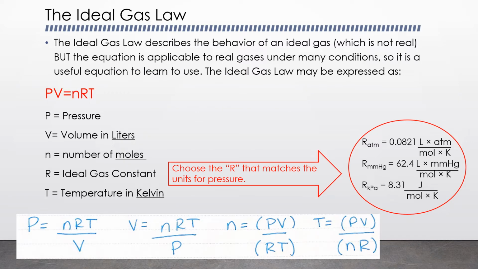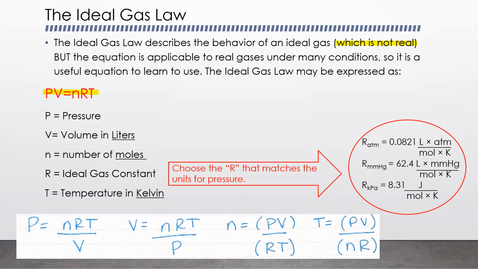Now let's talk about the ideal gas law. The ideal gas law describes the behavior of an ideal gas, which is not real, but the equation is applicable to real gases under a lot of conditions, so it's useful for us to know. Our ideal gas law equation is PV equals nRT, where P stands for pressure, V is volume, n is the number of moles, R is the ideal gas constant, and T is the temperature in Kelvin.